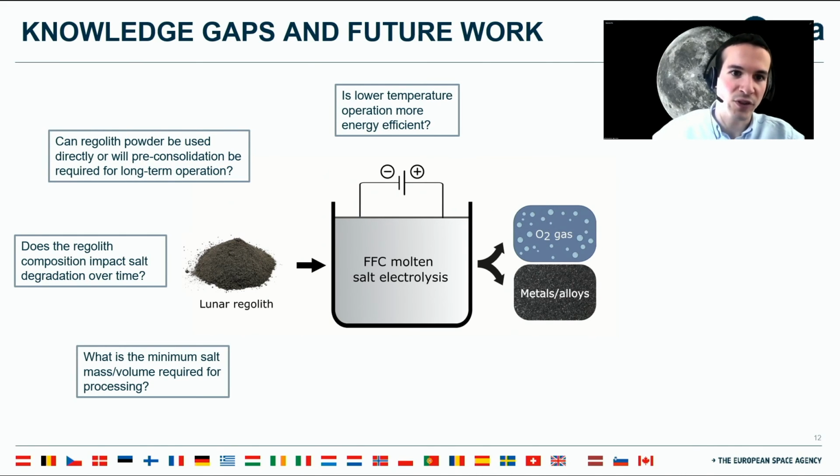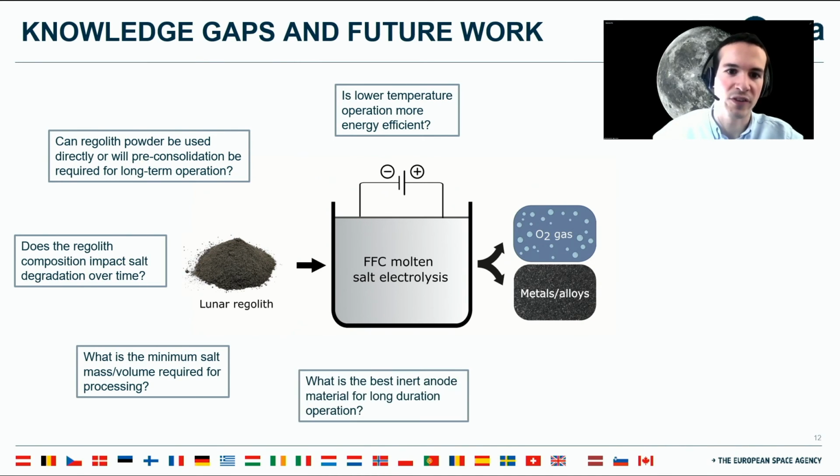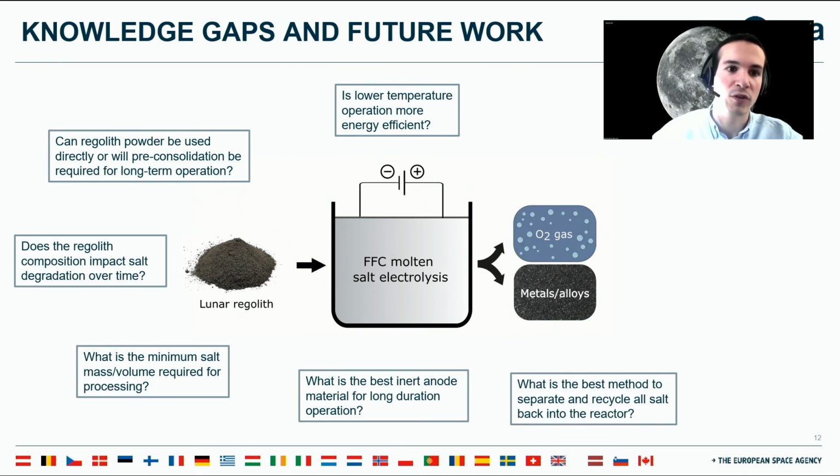About lower temperature, I talked already about it. Is it really more efficient? We have to see the trade-off on a lunar mission. What does it look like? The best inert anode is also of key importance for long-term duration, as you don't want to have your anode degrading. But lowering the temperature goes in this direction.